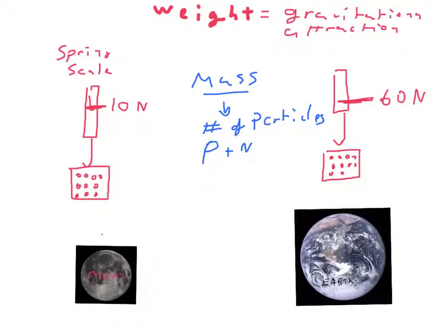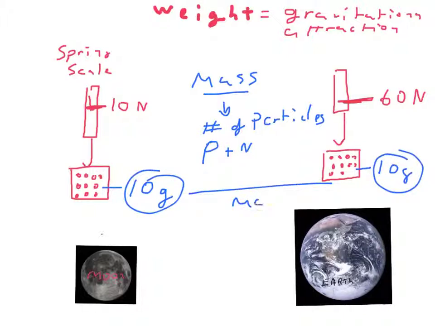Now we can't count particles very easily, so we came up with a different unit to count particles, and we called it a gram. So let's just pretend that this is 10 grams. Okay, and if we flew it over to the Earth, did it gain or lose any particles? No. So in fact, it still has the exact same mass of 10 grams. So you can see the mass here didn't change. However, the weight did change. The attraction between the two objects changed, but the mass of the object here stays the same.